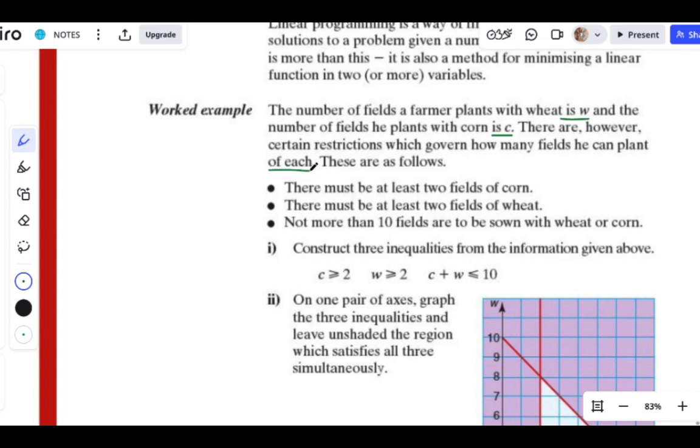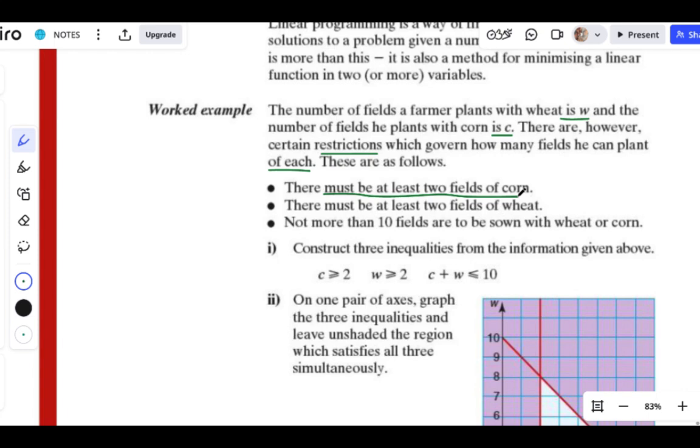There are some constrictions or restrictions. The restrictions or constrictions are conditions. They are called conditions. These are as follows. There must be at least 2 fields of corn. This is the condition. At least means what?